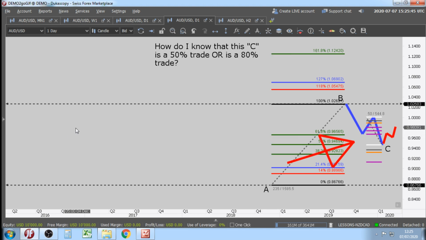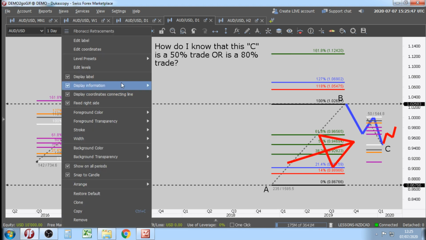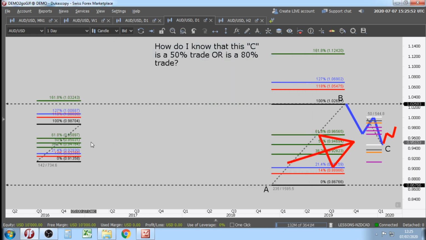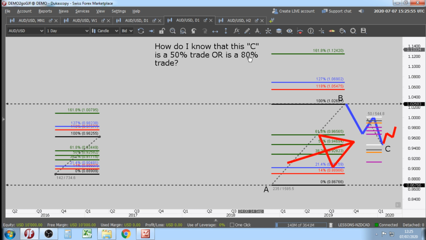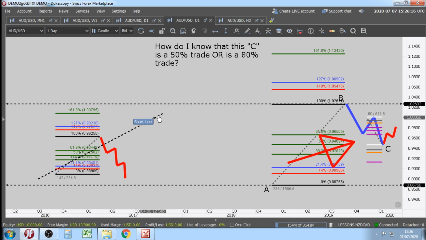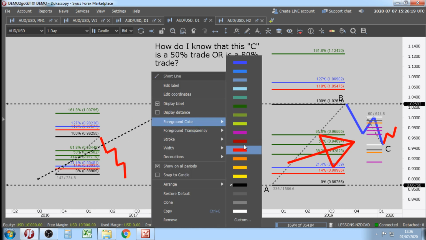When we learned about the original Fibonacci, let me change the colors here. When we learned about the original Fibonacci, we learned that when the market breaks the 0% level, the market broke our original Fibonacci, and when this happens, this original Fibonacci is not valid anymore.